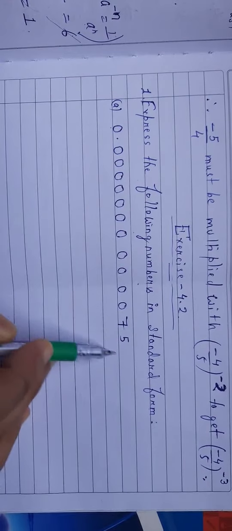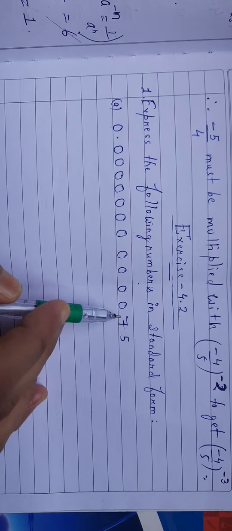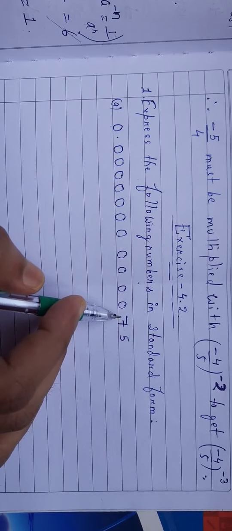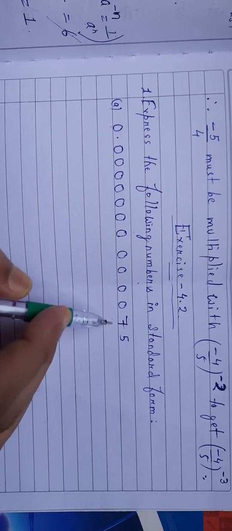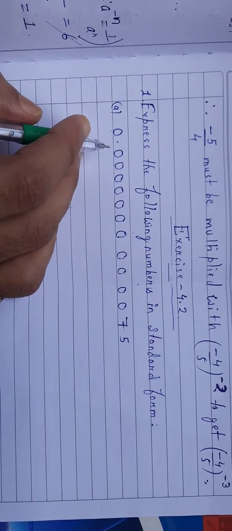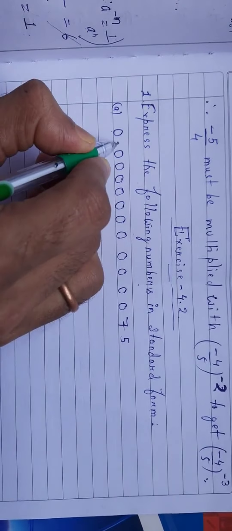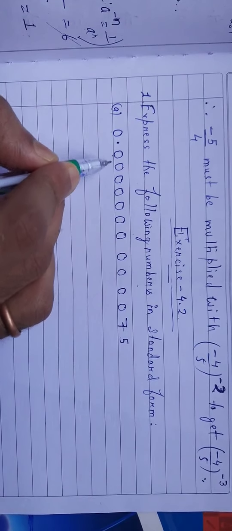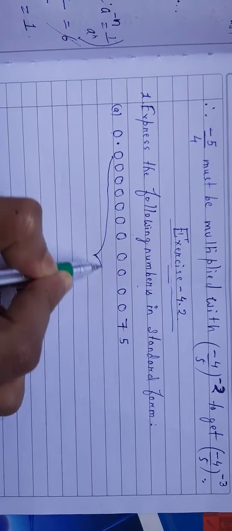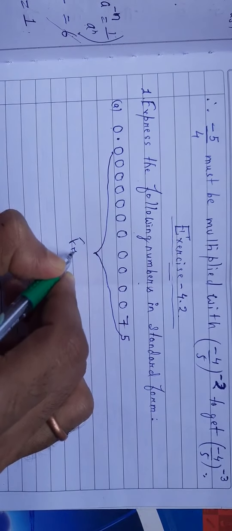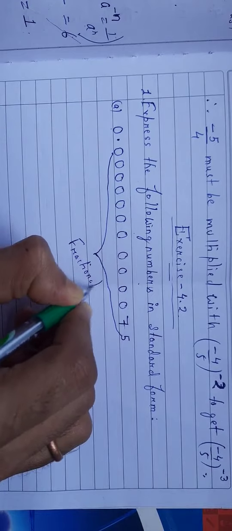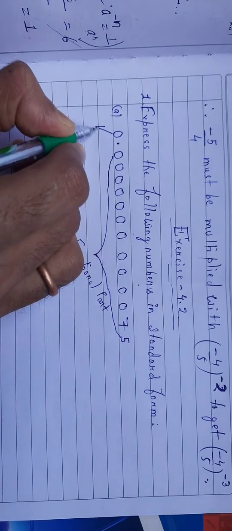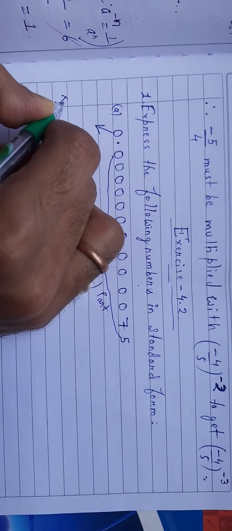Now since I have to convert this number into the standard form, standard form means it will be in the exponential form, that is it will contain some power in the form of an exponent. Now a few things to be noted here. After the decimal point, the part is called fractional part. This is called fractional part. Before the decimal point, it is called integer part.